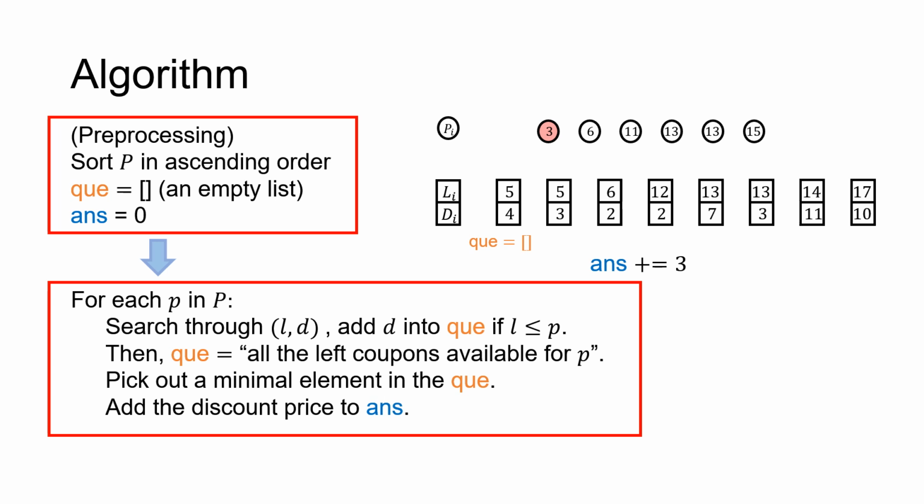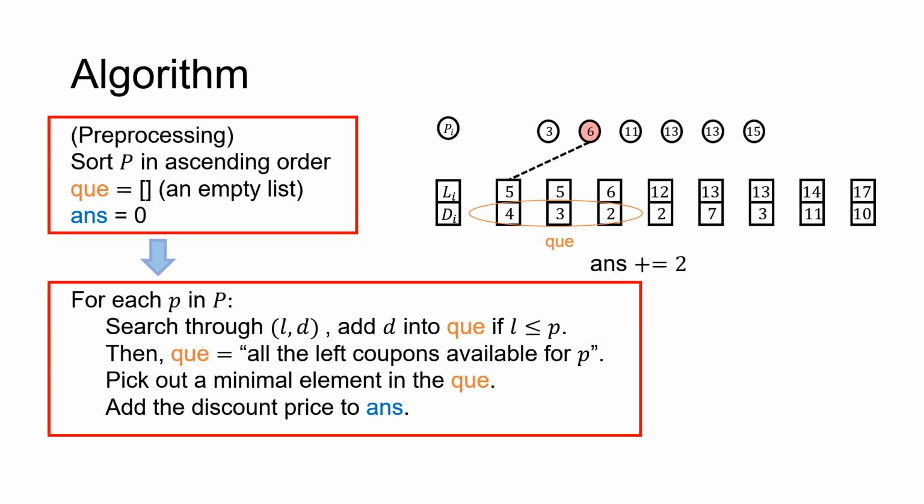Let's illustrate the algorithm with the example. First, we consider the item with a price of 3. Since there are no coupons available for it, the queue remains empty. We simply add 3 to ans and move on to the next item. For the item with a price of 6, we have 3 available coupons and add their discount prices to the queue.